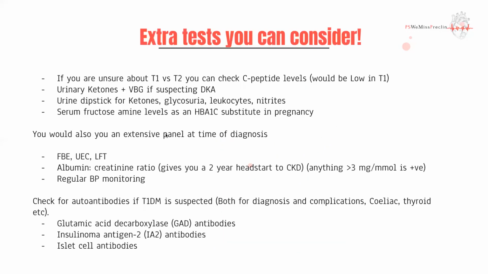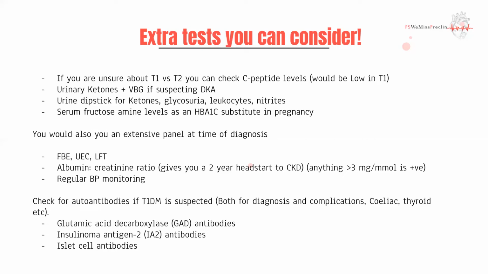So some extra tests you can consider. If you're unsure about type 1 versus type 2, you can check C-peptide levels, and we've talked about this. Urinary ketones and venous blood gas is really useful if you're suspecting DKA. And I've already talked about arterial versus venous blood gases in the past. Venous blood gases are perfect for looking at acid-base and electrolyte imbalances. Arterial blood gases are perfect for looking at oxygenation status.